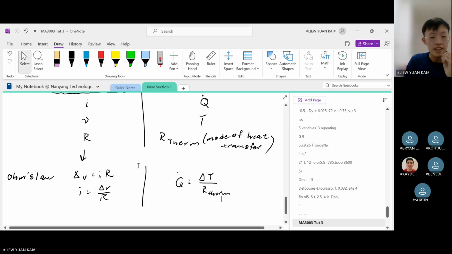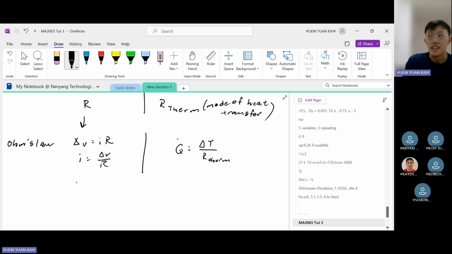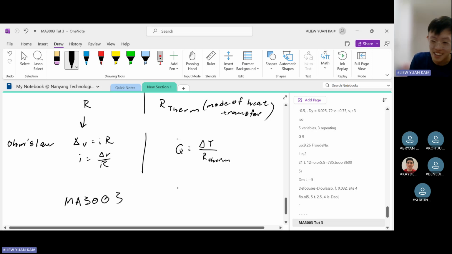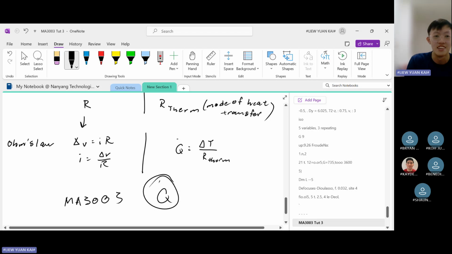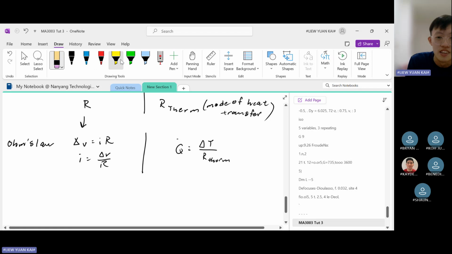Let me just point this out as a side note. In MA3003, a lot of the questions will ask you to calculate one value, and 90% of the time, this value will be Q dot, because that is the interest of heat transfer as a whole. In the entire module, we are interested in finding the rate of heat transfer. So you're going to be asked to calculate Q dot a lot in this mod. That's why I rearranged the formula to make Q dot the subject.